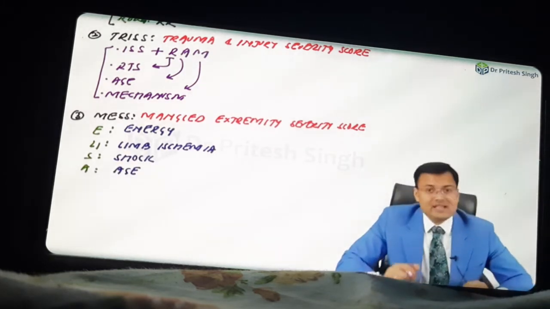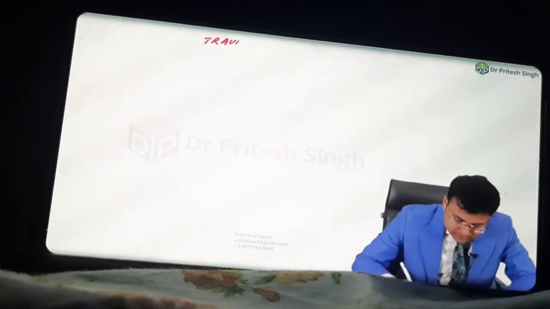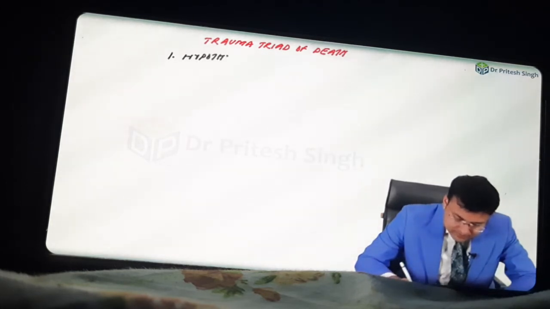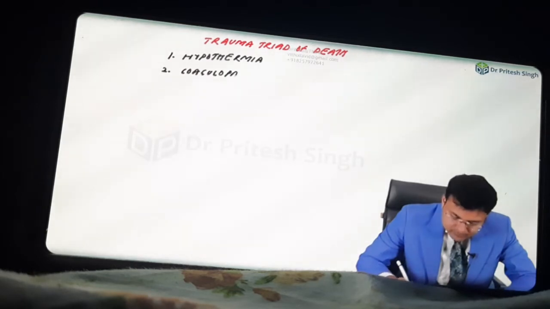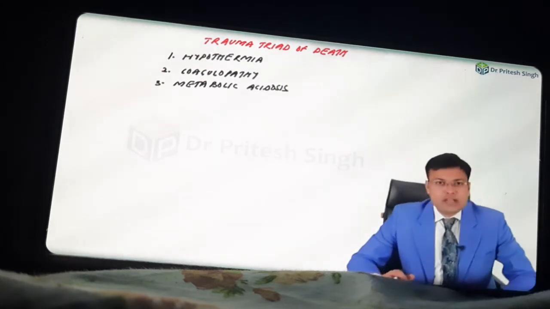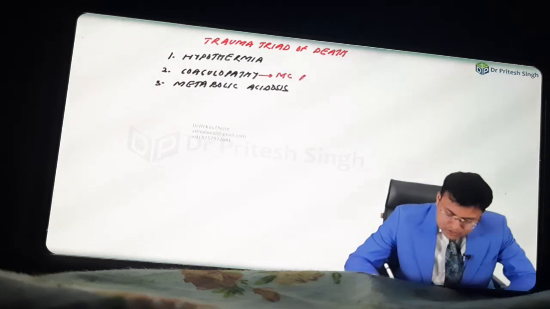These are frequently asked in exam. You have to remember the trauma triad of death. So what are the components? This is very important. There are three components. First, there is hypothermia, coagulopathy, and metabolic acidosis. Out of these three components, which one is most commonly responsible for death? Coagulopathy is most commonly responsible for death.